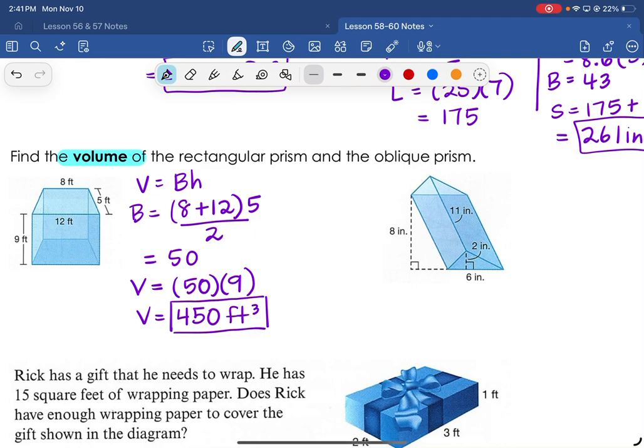Would the height be 2 inches? That's the height of that triangle, correct, 2 inches. The height of the solid is 8 inches. So you multiply those? Well, what's the formula for volume? Not base times height, area of the base times the height. So you find the area of the triangle, and then multiply that answer times the height of the solid.